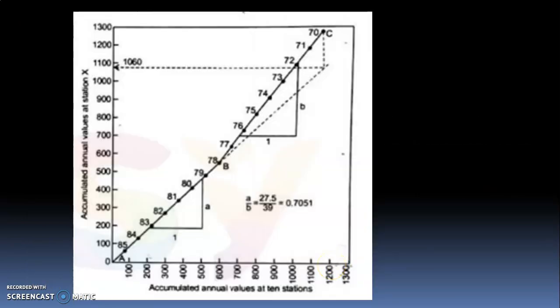Actually, this is a graph showing the double mass curve analysis, with accumulated annual values at 10 stations on the x-axis. The y-axis is accumulated annual values at station X. Then you have to draw the slope. From this slope, you will get some values. Based on that, you can find the results.